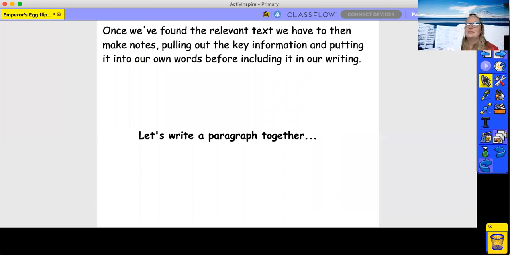Once we've found the relevant text, we then have to make notes, take the key information and put it into our own words before including it in our writing. If we're the experts, we have to make sure that we know what we're talking about.